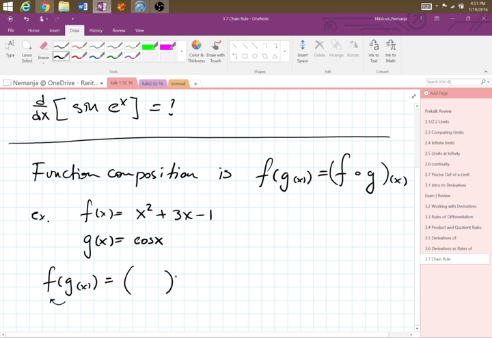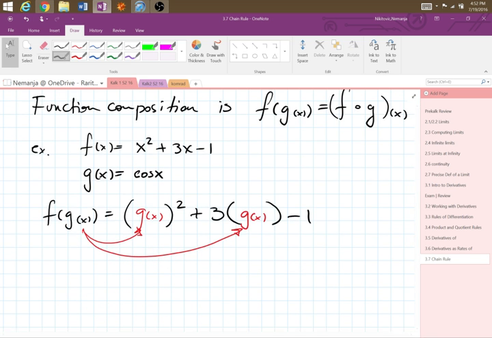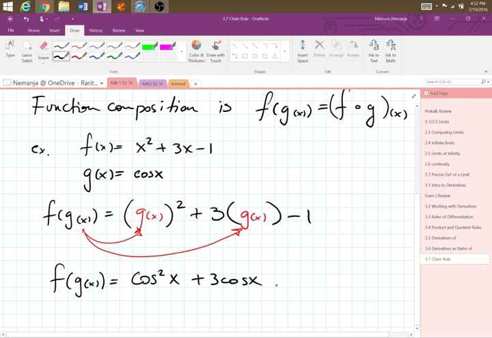I say something is squared, then something is times 3, and then I have minus 1. I call this the skeleton of the function. And now what goes in these parentheses? Well, the g of x goes there. And since g of x is cosine x, we just replace every g of x with cosine, so we get cosine squared x plus 3 cosine x minus 1.